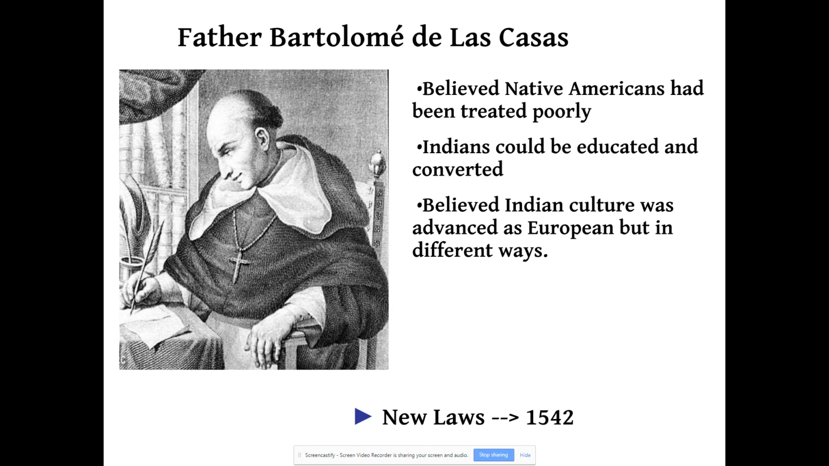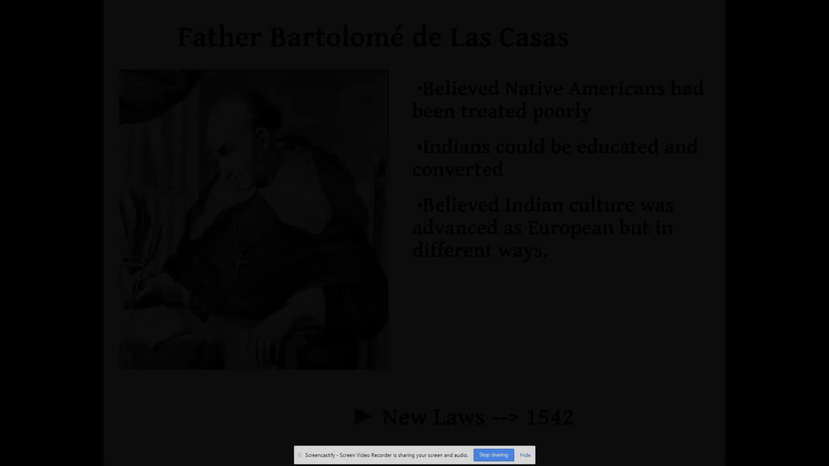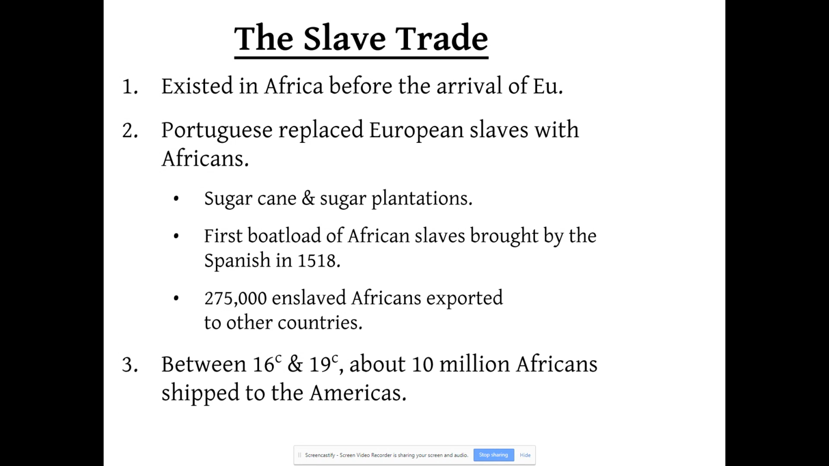So, we'll see this often in history where some of these people who we perceive to be good people do things that don't quite make sense with our modern understanding, but ultimately he was fighting for the greater good for native peoples anyway. Unfortunately, though, not for African slaves. Which leads us to the slave trade.